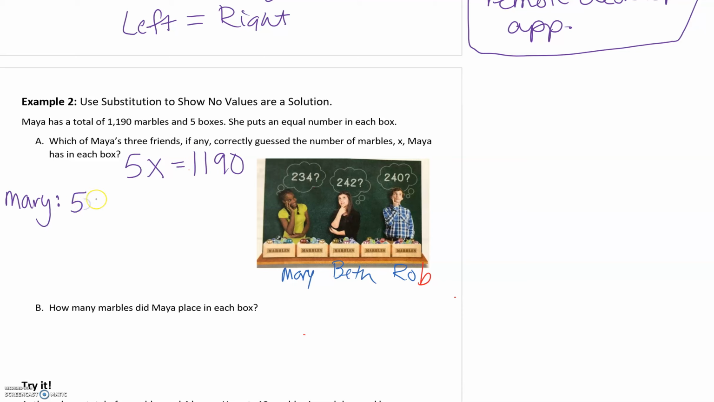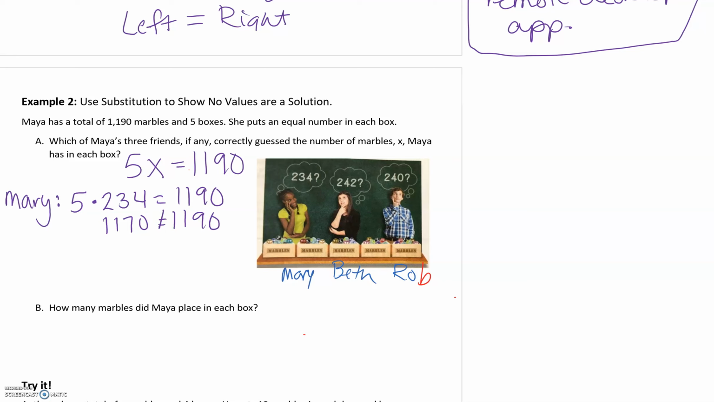So I have 5 times 234, and we want to see if that equals 1,190. So go ahead and take some time, guys. Type it in your calculator, see what you get. Our solution is 1,170. So Mary's guess was incorrect.